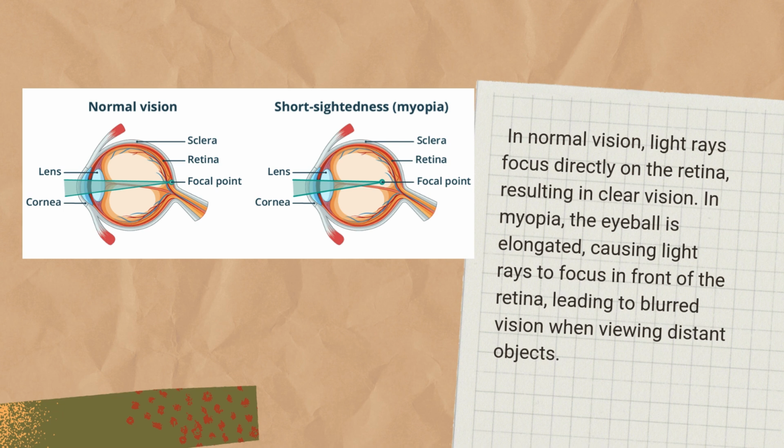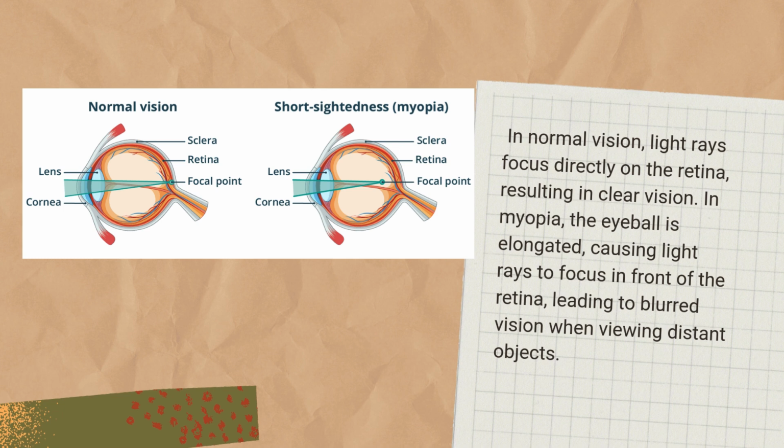Okay, so as you can see in the diagram on the left. So, the focal point is at the normal position. However, in myopia, what happens is that the eyeball becomes elongated. Now, this causes the light rays to focus in front of the retina, and this leads to blurred vision when viewing distant objects. So, as you can see in the diagram on the right, the focal point is in front of the retina, whereas it should be directly on the retina, right? So that's why it leads to blurred vision because the eyeball becomes elongated.